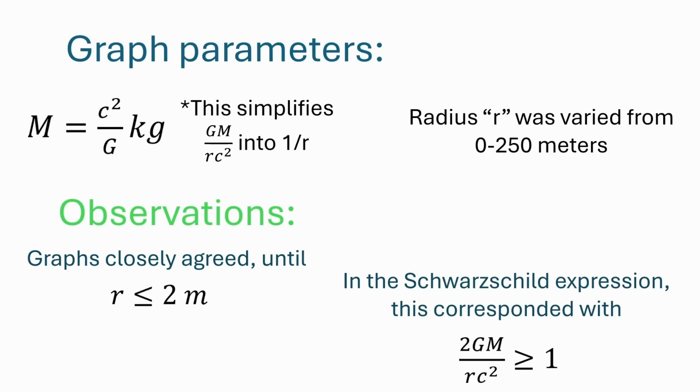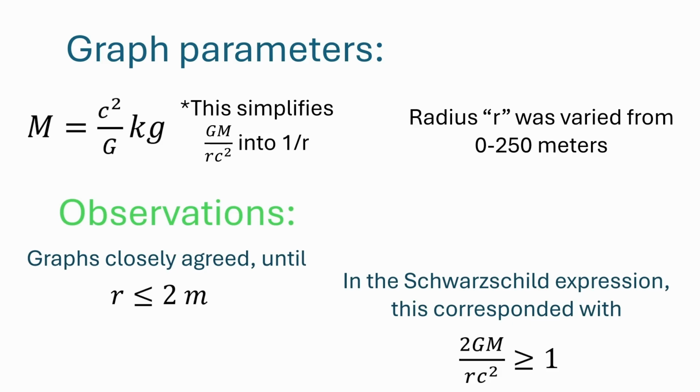For the graph that was just seen, here are some of the parameters that we used. I put in c squared over G kilograms for the mass. You're not necessarily supposed to do something like this most of the time. It's just an arbitrary value. The dimensions don't exactly check out. But the reason I'm doing it here is just so that we can simplify the equation down into a 1 over the radius relation. That's just what happens when you use that value for the mass.